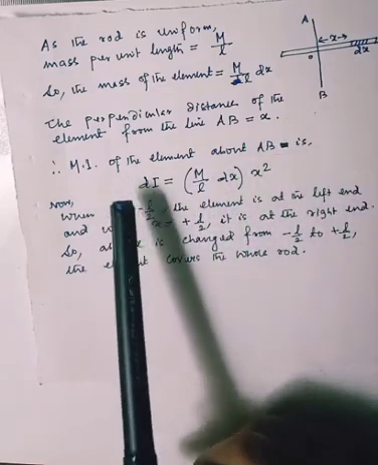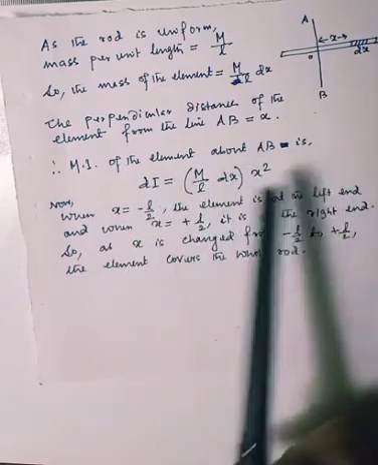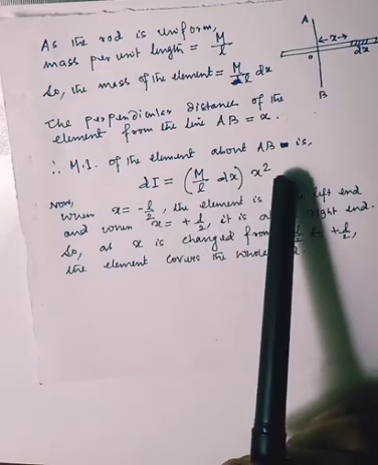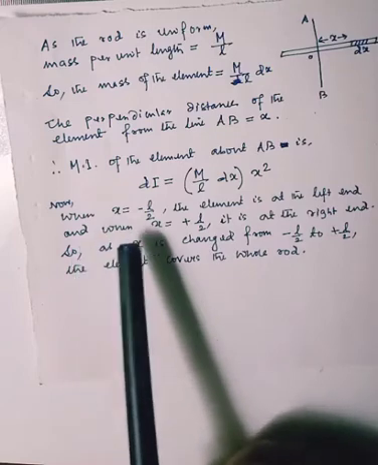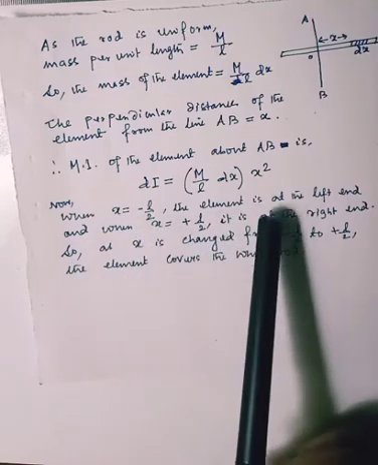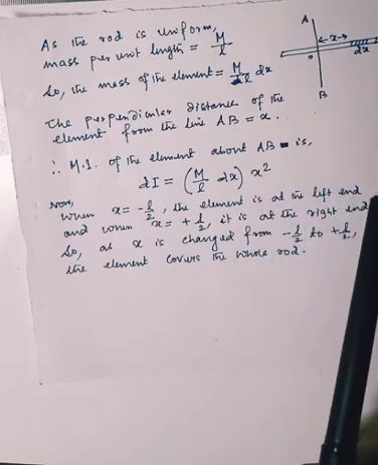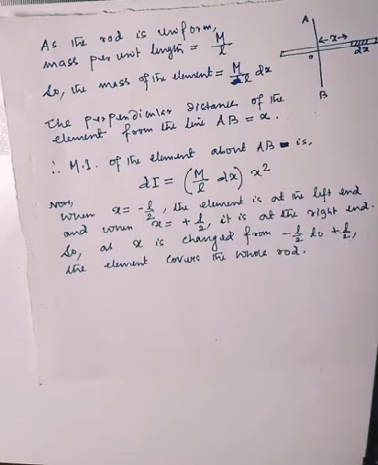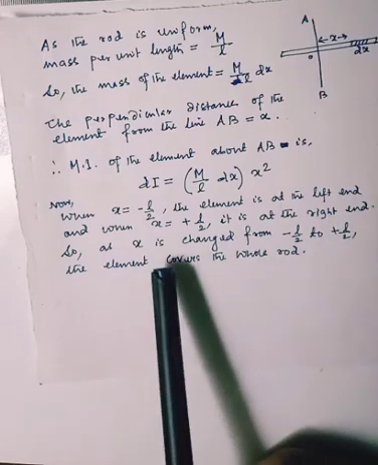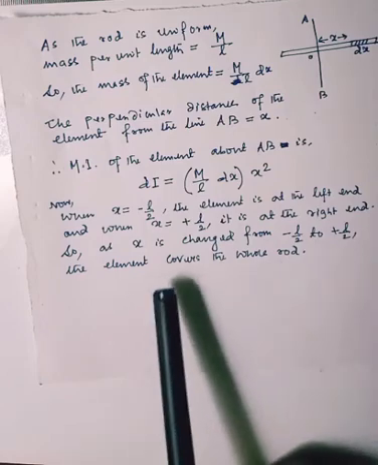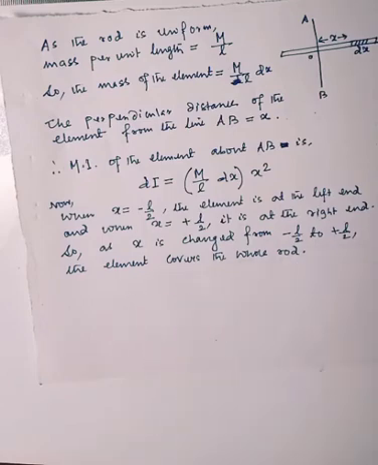Therefore, the moment of inertia of the element about AB is dI is equal to (M by L into dx) whole thing into x squared. Now, when x is equal to minus L by 2, the element is at the left end of the rod, and when x is equal to plus L by 2, it is at the right end of the rod. So, as x is changed from minus L by 2 to plus L by 2, the element covers the whole rod.